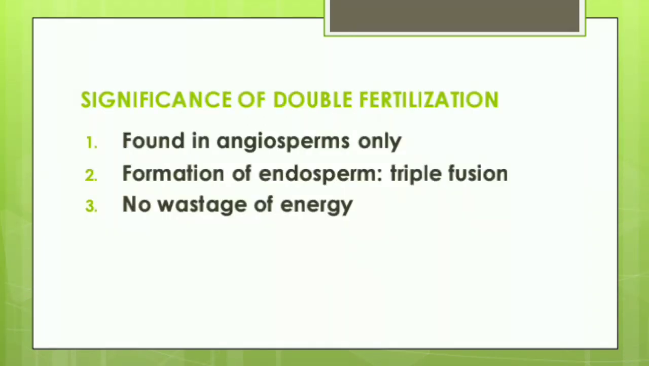Then significance of double fertilization. Yes, significance of double fertilization is, first of all, it is found in angiosperms only. Double fertilization in angiosperm, female gametophyte abruptly stops its growth at 8 nucleate stage. Further growth of embryo sac occurs only when zygote has been formed and primary endosperm nucleus has been created by triple fusion. The triple fusion initiates the formation of endosperm.